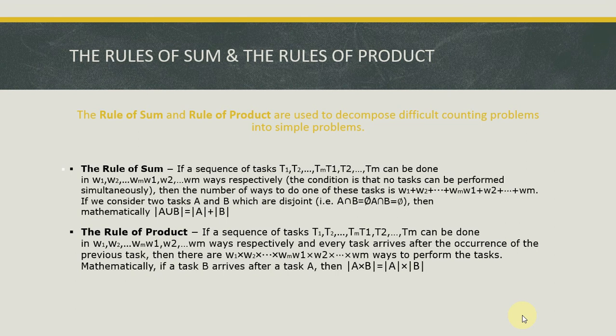If I elaborate on the rule of product, then if a sequence of tasks T1 to Tm can be done in W1 to Wm ways respectively, and every task arrives after the occurrence of the previous task, then there are W1 × ... × Wm ways to perform the tasks. Mathematically, if a task B arrives after a task A, then the set of A × B equals the set of A times the set of B.